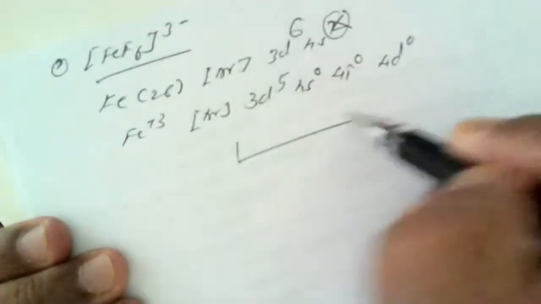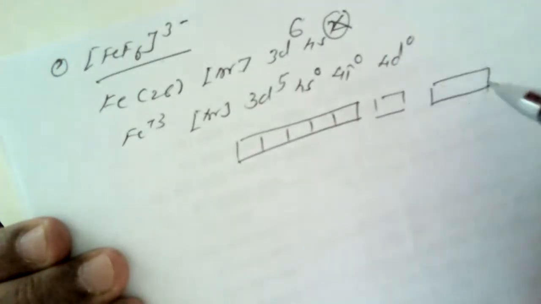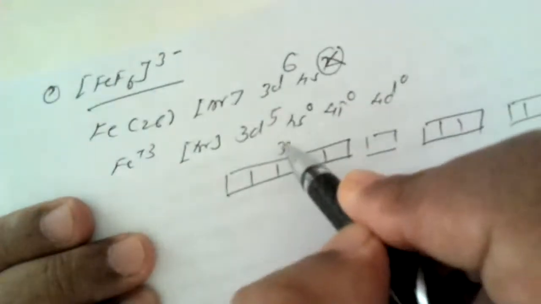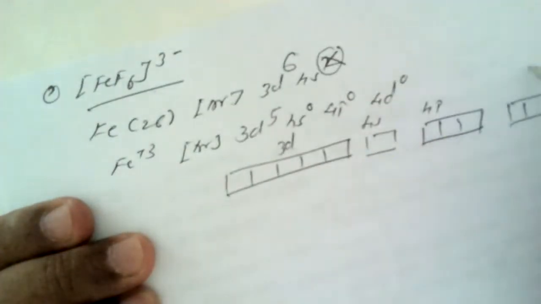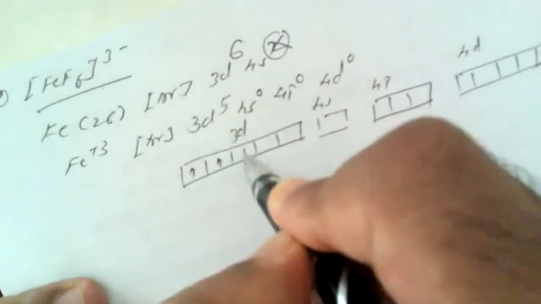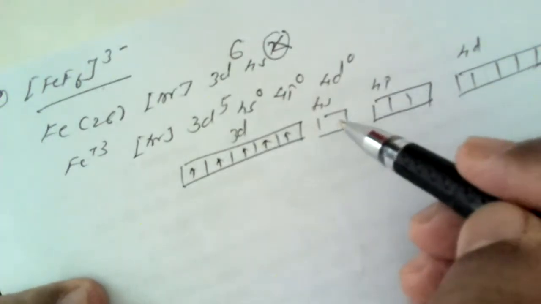So if we want to show the box diagram representation, it can be shown like this: 3d, 4s, 4p, 4d. The d orbital of iron now contains 5 electrons instead of 6 because one electron is lost, and the 4s electrons are also lost. Now, if we want to show this complex, it can be shown like this: Fe at the center, Fe+3, surrounded by 6 fluorides like this.